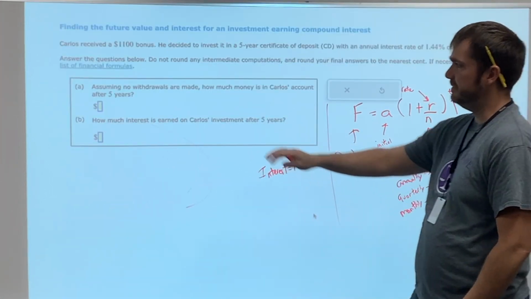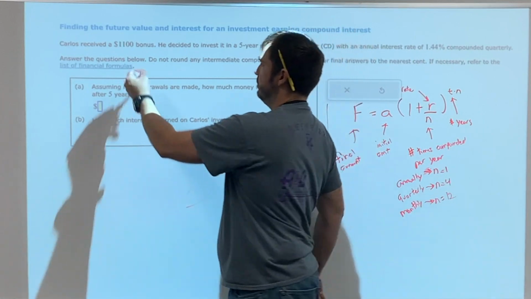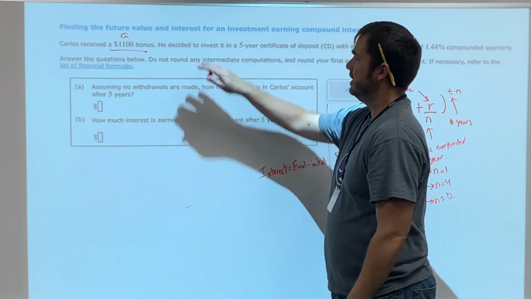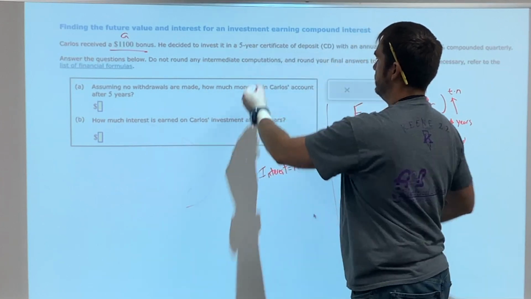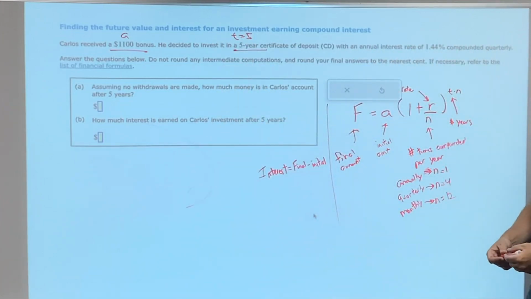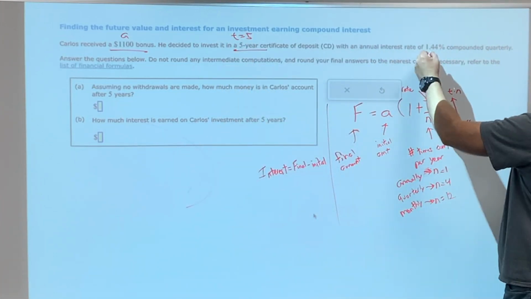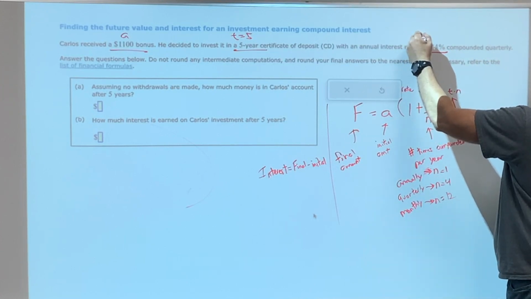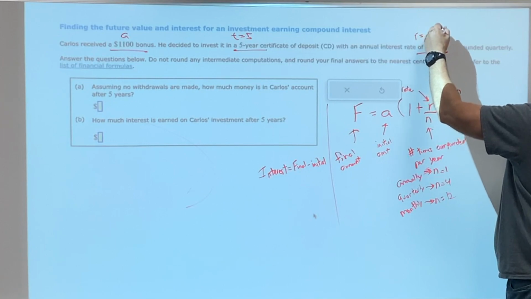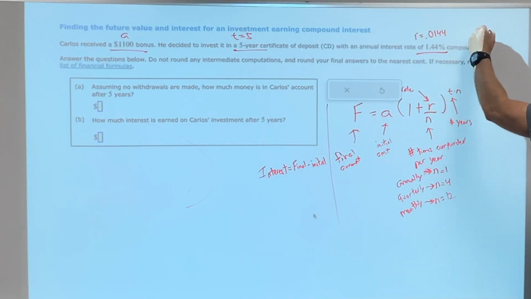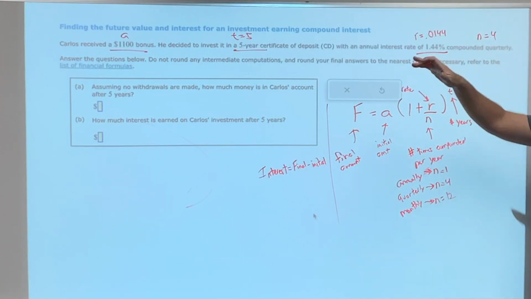All right. Very similar type of problem. Carlos receives a $1,100 bonus. That's going to be his initial amount A. He decides to invest it in a 5-year certificate of deposit. So 5 years is going to be our T value, with an annual interest rate of 1.44% compounded quarterly. So here our R value is 0.0144. Compounded quarterly means that our N value is equal to 4. That's literally all the bits of information that we need.